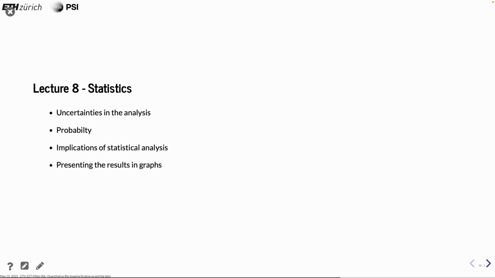Then statistics. The first part was that there is no experiment without any uncertainty, and then I introduced some uncertainty analysis on image processing, then some probability and implications of statistical analysis. Here I also got into the visualization part, how to present your results in graphs in a meaningful way, and what elements you need to introduce in that.